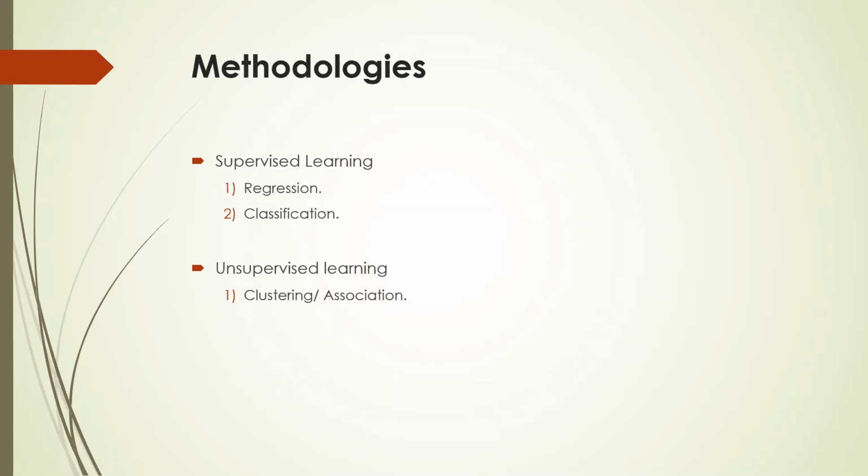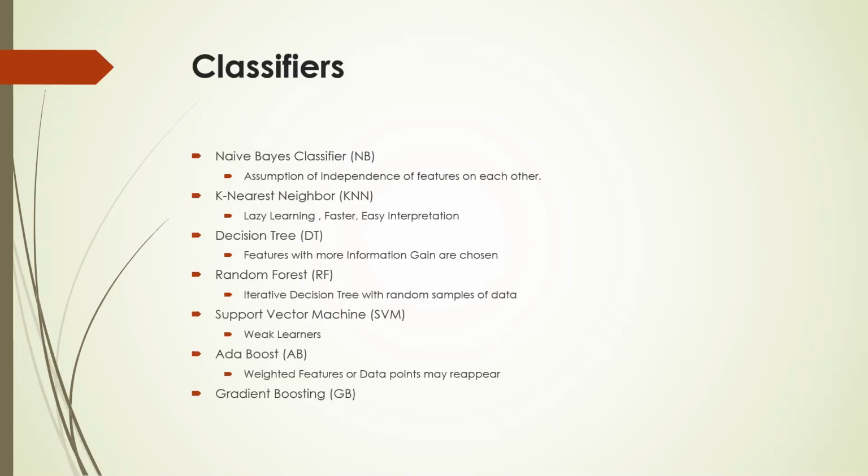So for the classifier used, there are two types of machine learning, supervised learning and unsupervised learning. I have used classification in this learning because I have taken binary data sets, which have a target column as yes or no, or malignant or benign, like that. So we'll dive more into the classifiers.